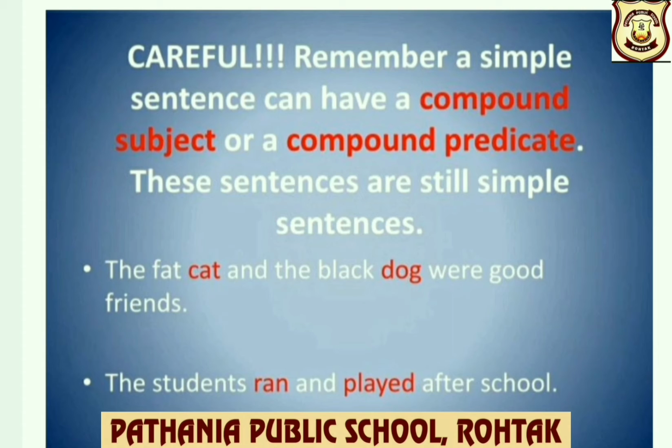Children, remember, a simple sentence can have a compound subject or a compound predicate. These sentences are still simple sentences. For example, the fat cat and the black dog were good friends. The students ran and played after school. So in example 1, you can see a compound subject, that is the fat cat and the black dog. And in example 2, you can see a compound predicate, ran and played after school.